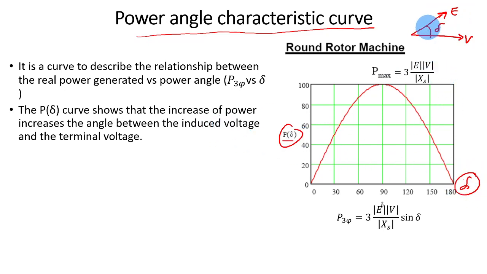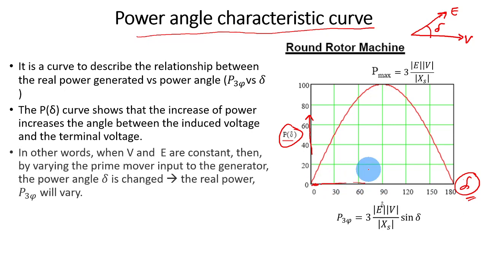If you increase the power, let's say the customer load requires 100 megawatt, then the generator will need to supply 100 megawatt. But there is a certain value here. In order to supply a certain value of power, there must be a certain value of delta, the power angle, and delta can operate only in a certain region. It will increase as the power increases. This is what the second bullet tells you.